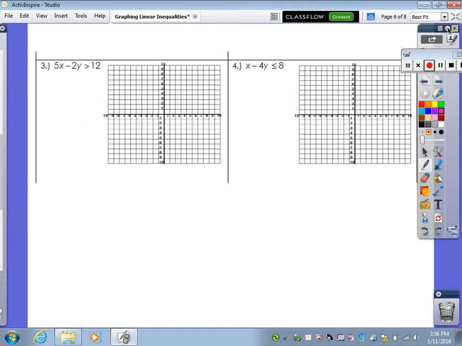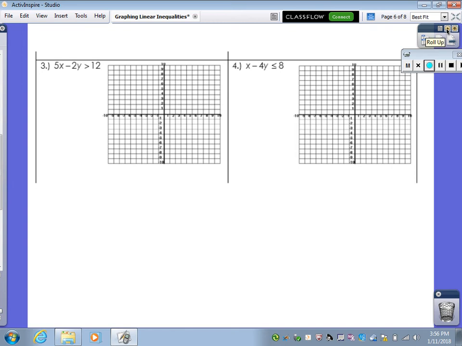Now we're going to take it up just a tiny bit. Number 3 is not given in slope-intercept, so we need to rearrange it by subtracting 5x, just like we've been doing. But the catch here is remembering when you divide by a negative, you have to flip that inequality sign. So my y-intercept is -6 with a slope of 5/2. So 1, 2, 3, 4, 5, 1, 2. I see that it's not an or equal to, so I'm going to do a dotted line or a dashed line.